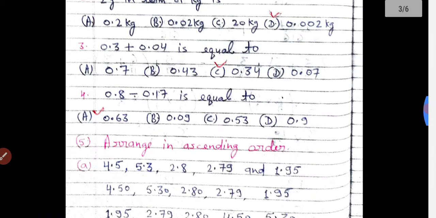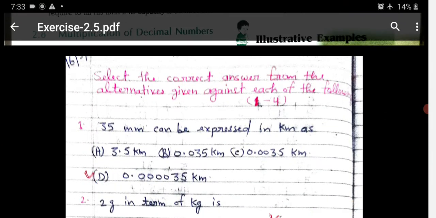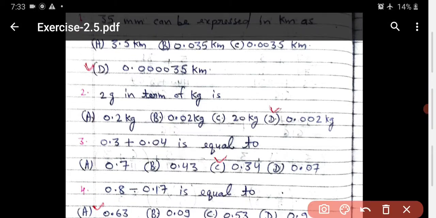Look at the notebook also. I am solving here, explanation I am giving here. The same question you have to write here also, option D correct. And here again option D correct.